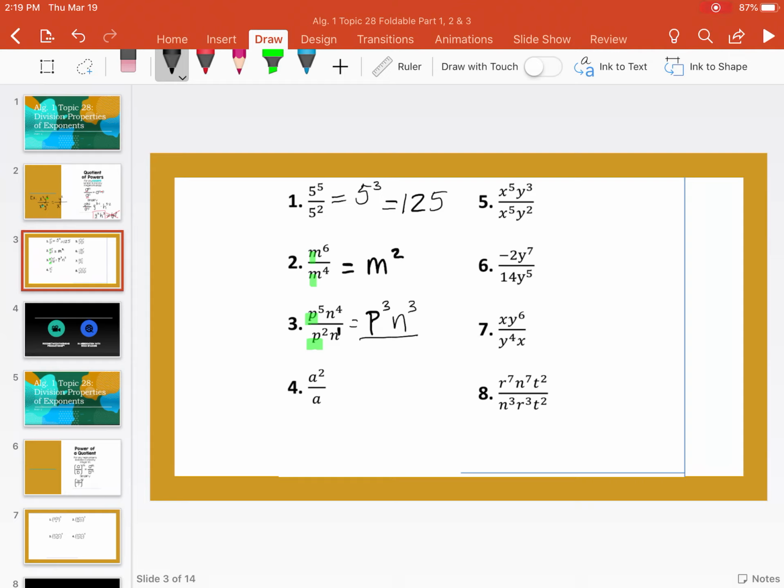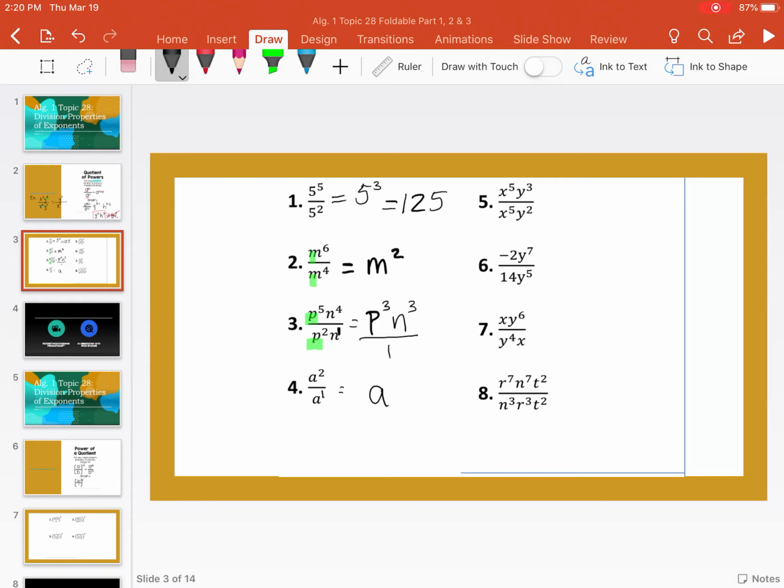And these are both in the numerator right now, because our bigger exponents are in the numerator, so when we subtract, that's where our answer is going to be. You do not need to write over a 1, but that's just for a little bit of knowledge there, for clarification. Okay, a to the 2nd power over a to the 1st power. This is going to be a to the 2 minus 1, or just a to the 1st, or just a.